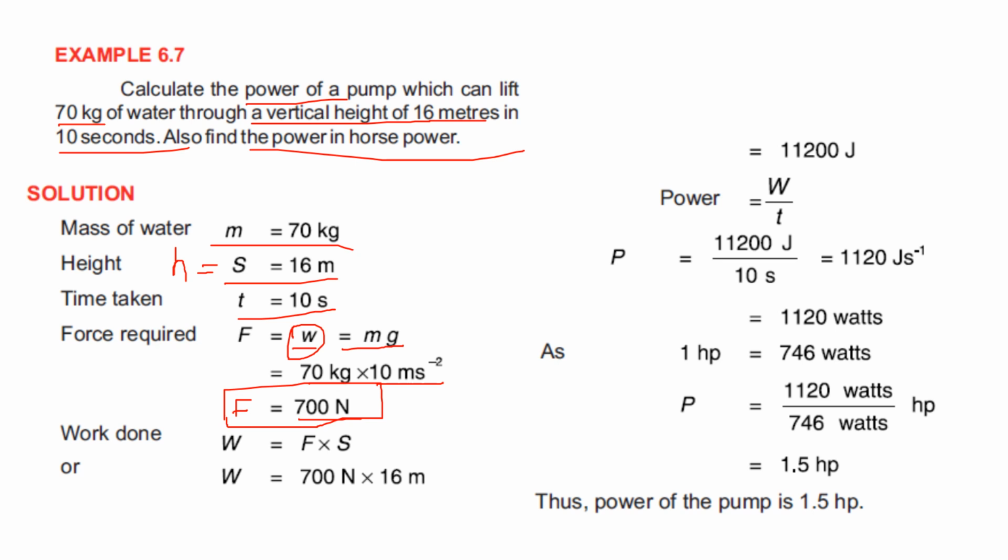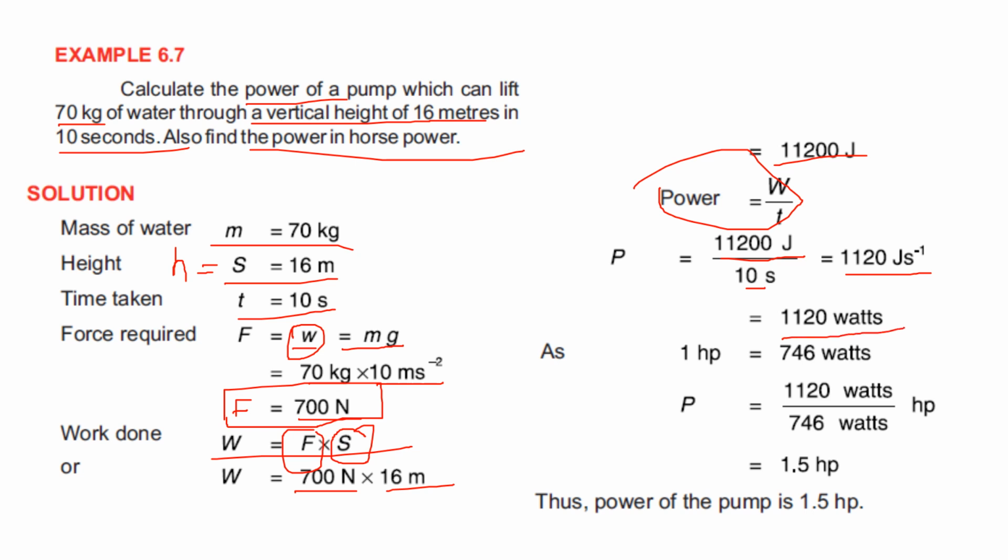So work done will be equal to F into S. F is equal to the weight, which we have calculated, that is 700 Newton, and this distance is also in the form of h, that is equal to 16 meter. If we just multiply it, we will get 11,200 joule. Now time is known, just use the formula power is equal to W by T. W is 11,200 joule, time is 10 second. If you divide it, you will get 1120 joule per second.